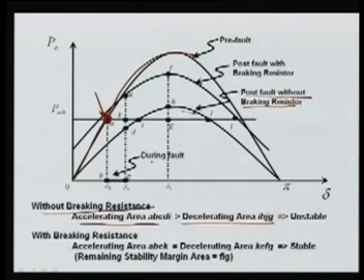So here, this area is less than this area, and this area is more than this area, which is the unstable case. But if you are using the braking resistance here, what is happening post-fault with the braking is that you have increased some more resistive power.